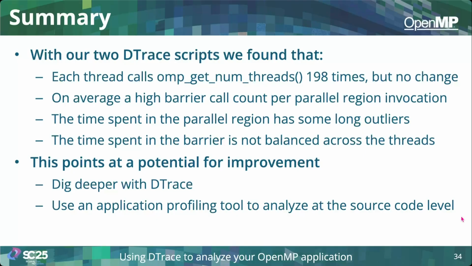So one thing you could do is go dig deeper with DTrace, although with the information we now have, I think it's time to use an application profiling tool and to analyze what's really happening deep in the code, because that's not so easy to do with DTrace. This is when you want to use the next tool, the application profiling tool, and find out about these barriers. We know it's a problem there.